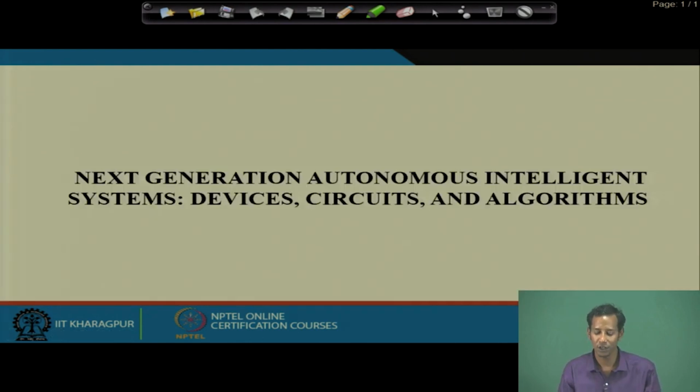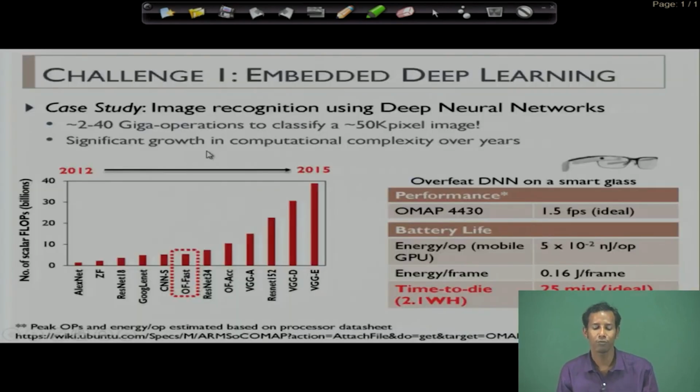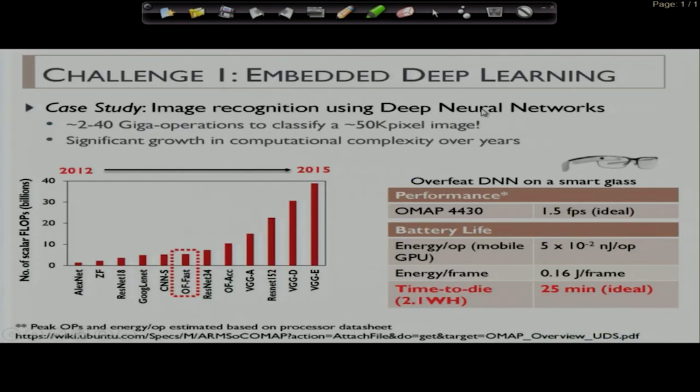So, for the next generation autonomous intelligent system, we need to focus on the devices, the circuits and the algorithms all together. The challenge in embedded deep learning is this: suppose we are using Google Glass. If I provide artificial intelligence, it will immediately recognize things, and it can be useful for many applications.